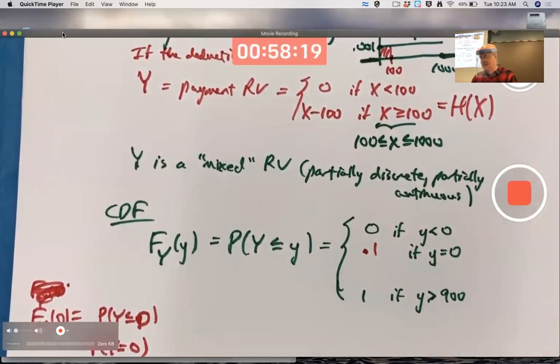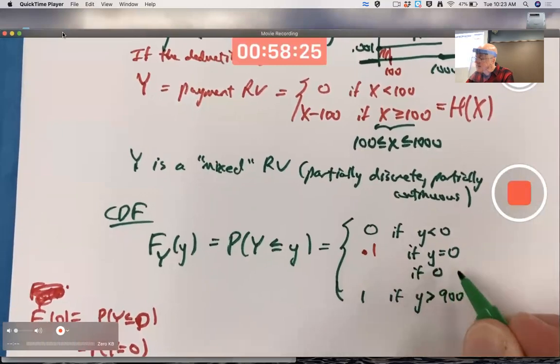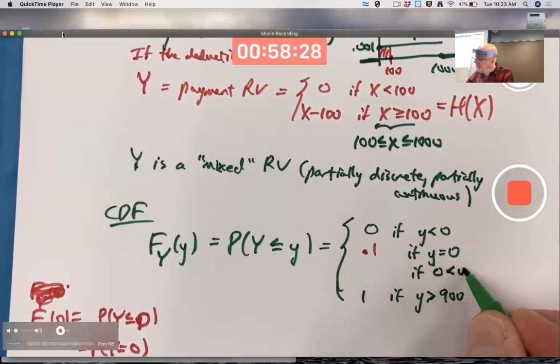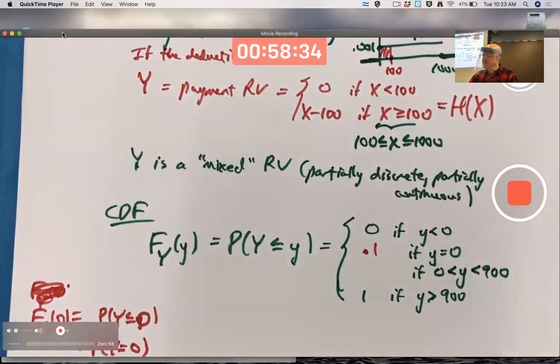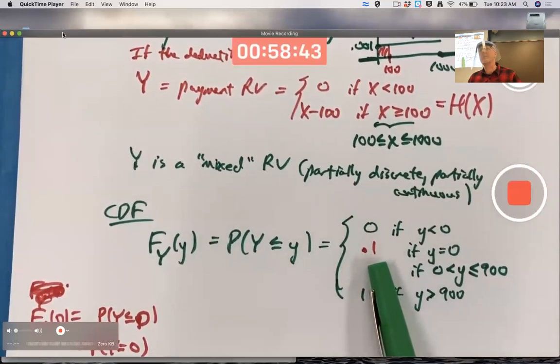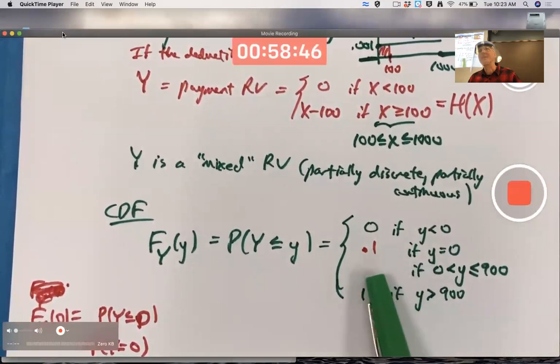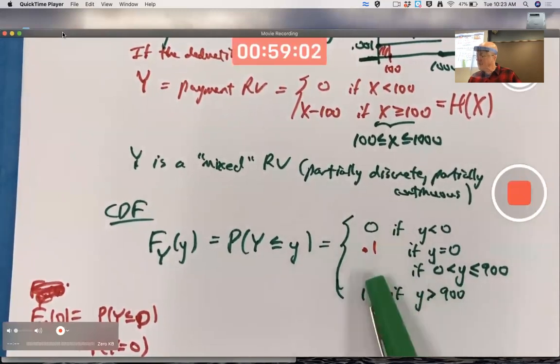I actually could mix case two and case three here, but I wanted to emphasize the jump discontinuity at zero. The formula for case three, when y is strictly between zero and 900, I can include 900 in this, will be consistent with this equaling 0.1 when y is zero. In other words, whatever formula I put here will have a limiting value of 0.1 as y goes to zero from the right. But there's a jump discontinuity in the CDF at zero. What formula will go there?